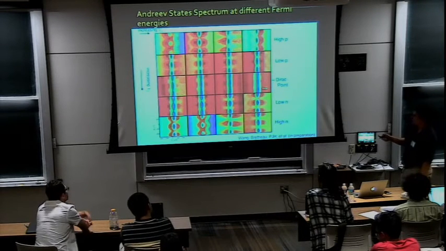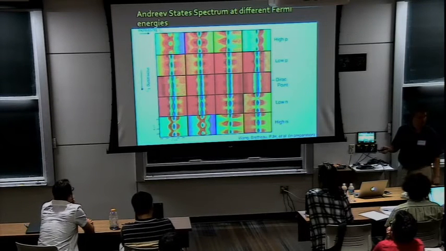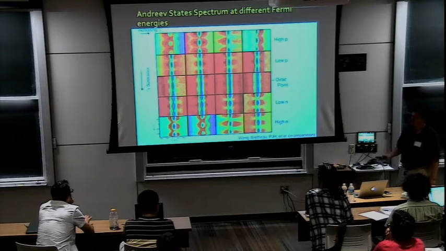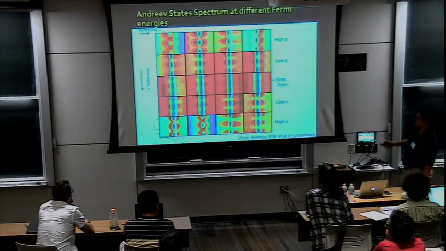Now I am around the Dirac point. Now I'm going into the conduction band. Now I'm going deep into the conduction band. So we can see how the modulation of the Andreev bound state spectrum changes as a function of Fermi energy in the graphene. As you can see, this has complicated patterns which vary in modulation.